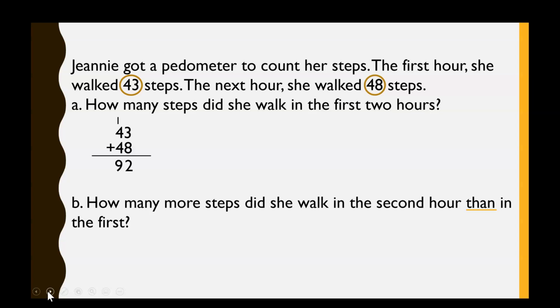The next question is, how many more steps did she walk in the second hour than in the first? We know we're going to subtract, so we're going to take 48 minus 43 this time. Go ahead and solve that on your own. All right, let's do this together now. 8 minus 3 is 5, and we don't have to put anything because 4 minus 4 is 0.